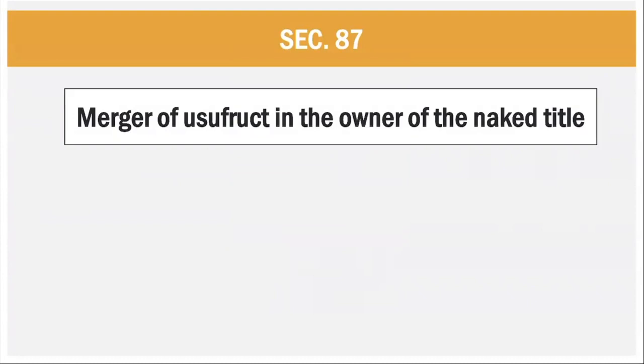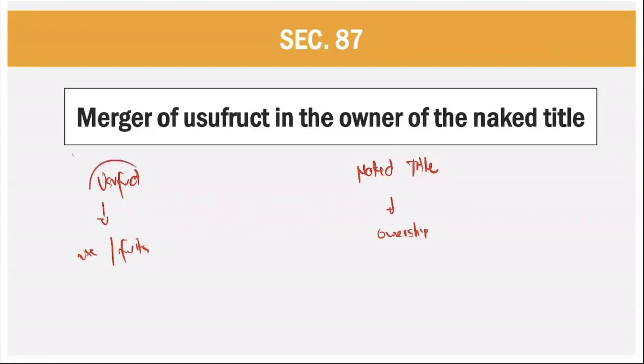Okay, so in this merger of usufruct in the owner of the naked title, what you need to determine here is there is a usufruct and there is a naked title. When we say usufruct, you have the right over the use and the fruits out of the property. Naked title, you only have the ownership, but not the use and the fruits. So what we have here, one entity has the usufruct and another entity has the naked title.